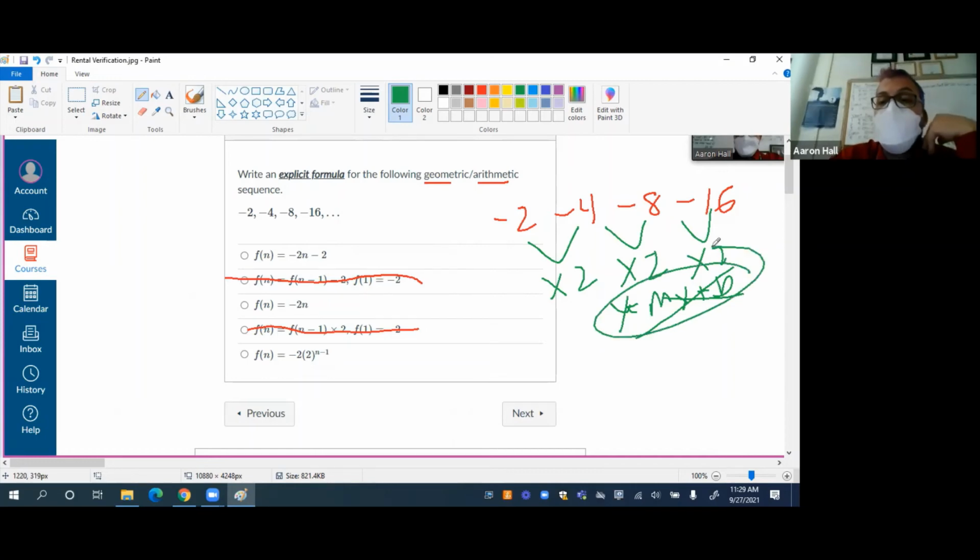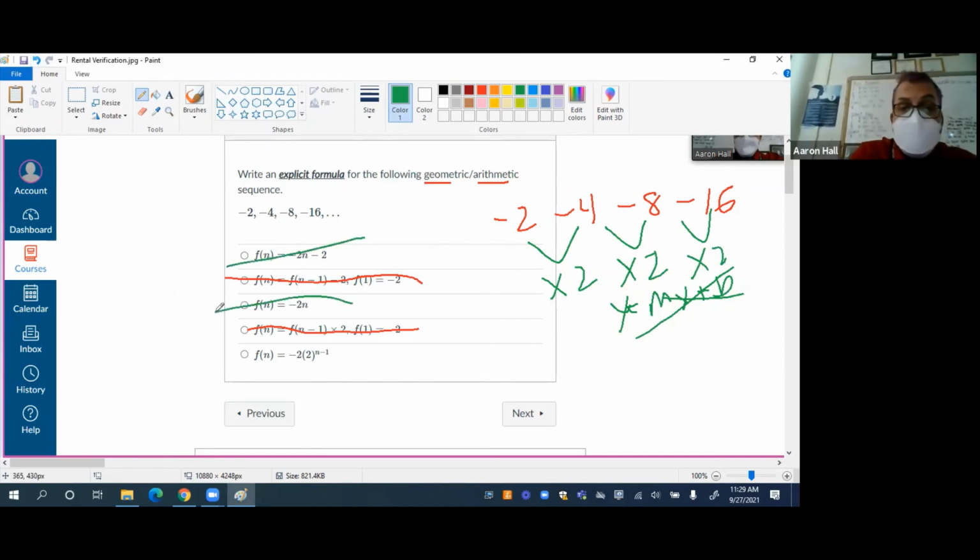If we're not going to use y equals mx plus b, we can rule out what? Yeah, we can rule out that one. We can rule out that one. Both of those are for arithmetic. And so the answer has to be this one.